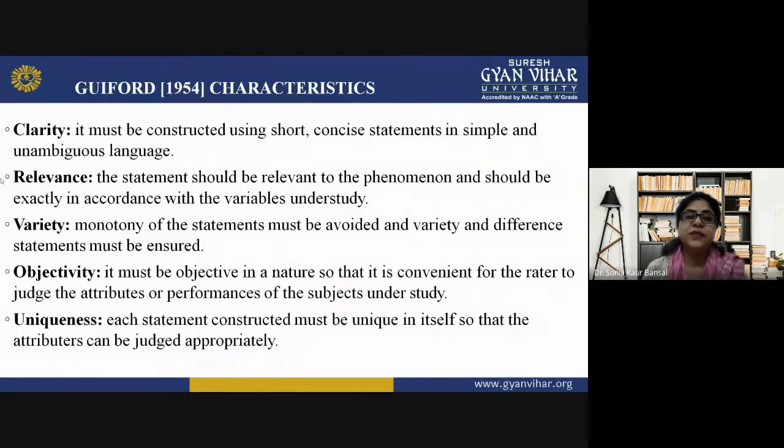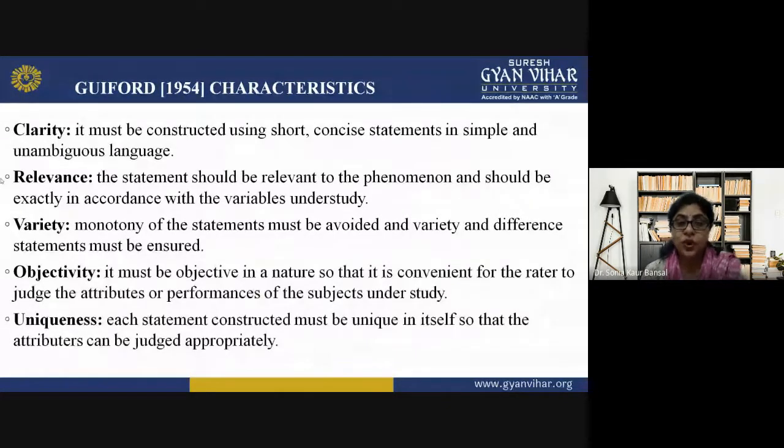Now, students, let's see Guilford's 1954 characteristics. Guilford has also given some characteristics related to rating scales. So there are basically these characteristics which are shown to you. First one, clarity. It must be constructed using short, concise statements in simple and unambiguous language. The relevance: the statement should be relevant to the phenomena and should be exactly in accordance with the variables under study.